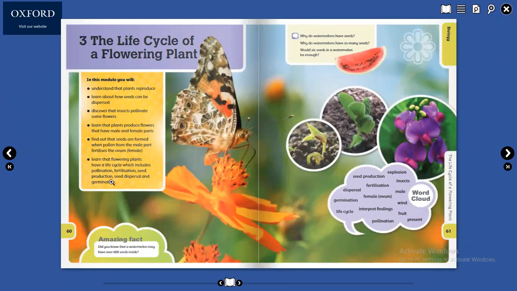Got it? So what are the names of the processes of the water cycle? If we remind ourselves of that lesson, those were collection, evaporation, condensation, precipitation, and then again collection. Right? So here in the life cycle of a flowering plant, we have pollination, fertilization, seed production, seed dispersal, and germination. Got it? Yes, teacher. Okay, next.